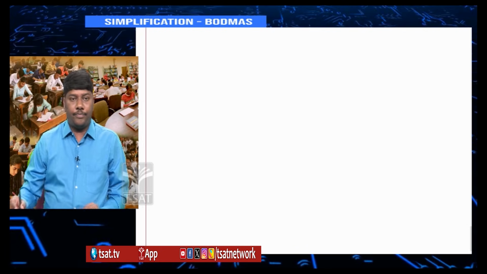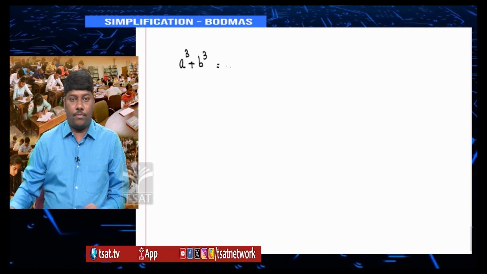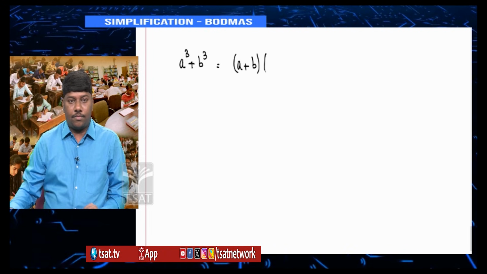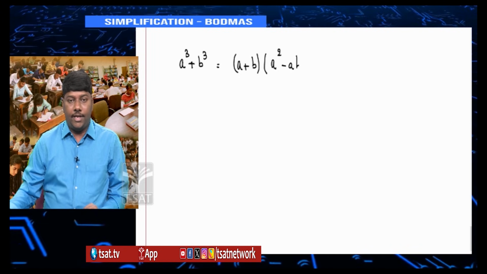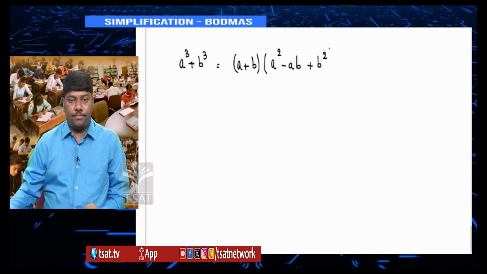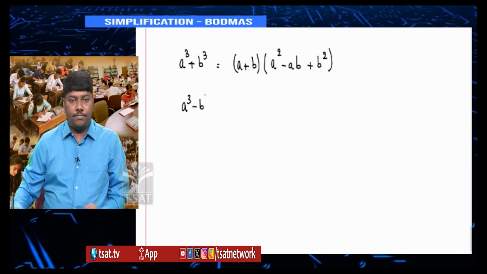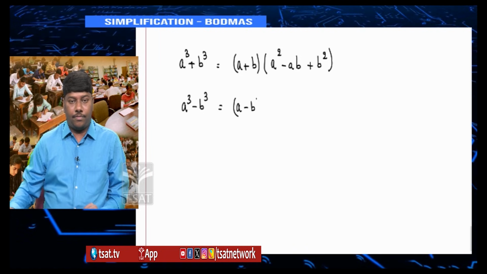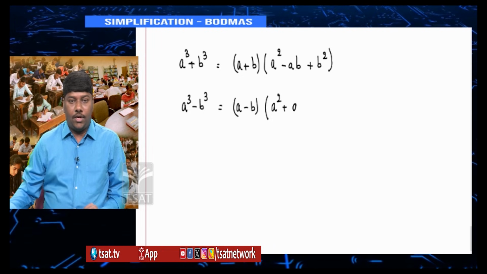Now, look at the next formula. If I write a cube plus b cube, it is a plus b into a square minus ab, gradually decrease the power of a, increase the power of b, plus b square. If I write a cube minus b cube, take a minus b, gradually decrease the power of a, increase the power of b.